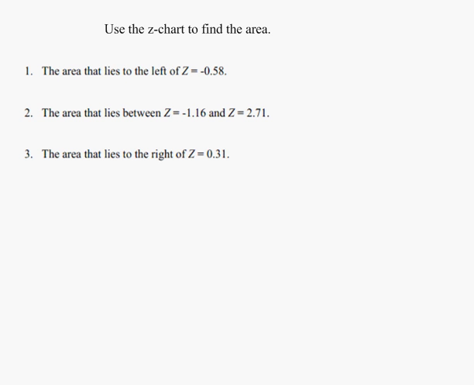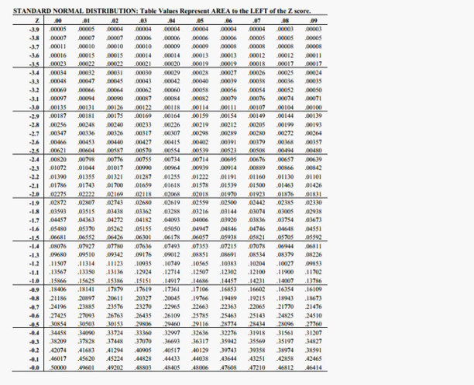These questions are simply asking for the area that lies either left or right or between some z-scores. And we know when we look at our z-charts that they have the z-score column over on the left, and then all the numbers in the chart represent the percentiles, or the area to the left of that z-score. And I'm confident after watching you that you feel pretty good about that.